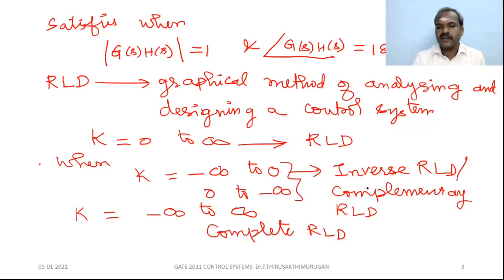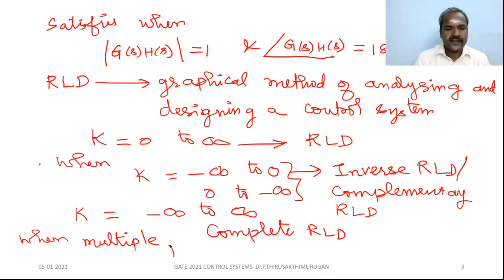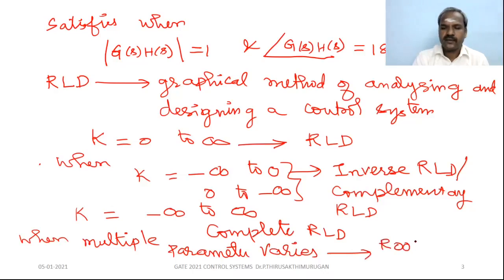So when multiple parameters vary, this is called a root contour. Okay, root contour. Here, k is nothing but the gain of the system. That you know, right?